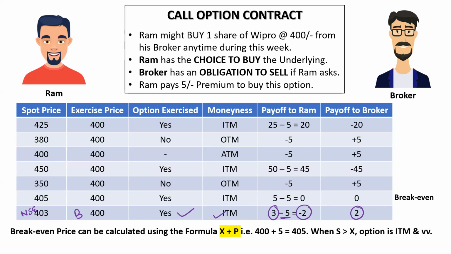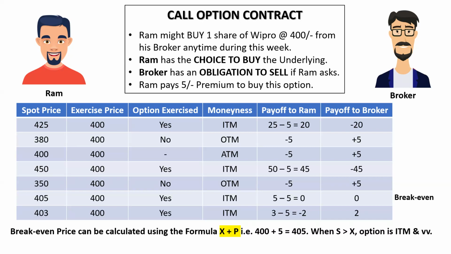If you say that, let us not exercise the option because I'm getting a loss of 2 rupees, if you don't exercise the option, you will lose 5 rupees. So it is better to exercise the option and lose 2 rupees rather than not exercising the option and losing 5 rupees. So even though you're facing a loss, you still will exercise the option in order to reduce that loss. I hope this is clear. Spend some time over here, understand this calculation. It's a very easy calculation. You just have to do a plus and minus.